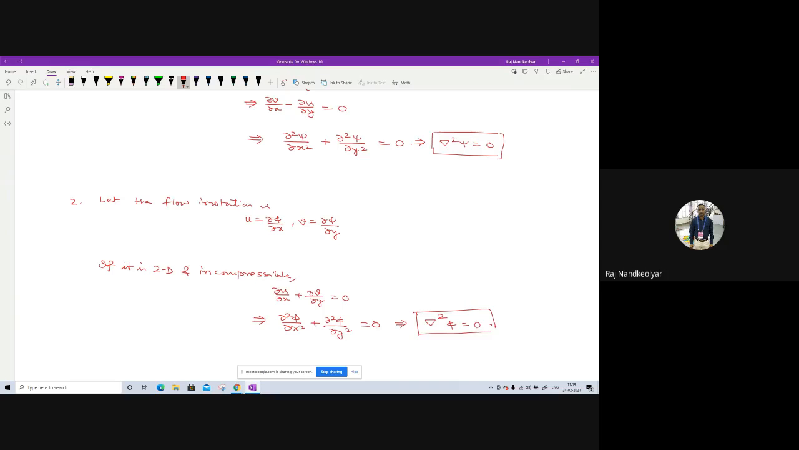So it means what? If the flow is irrotational and it is further two-dimensional and incompressible also, then your velocity potential actually is satisfying the Laplace's equation. So it means what? We actually got two important results. If the stream function and velocity potential exist together. So when do they exist together? They exist together when the flow is two-dimensional, incompressible, and irrotational.